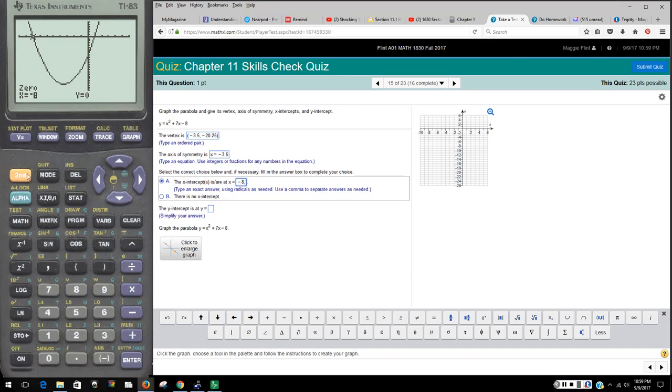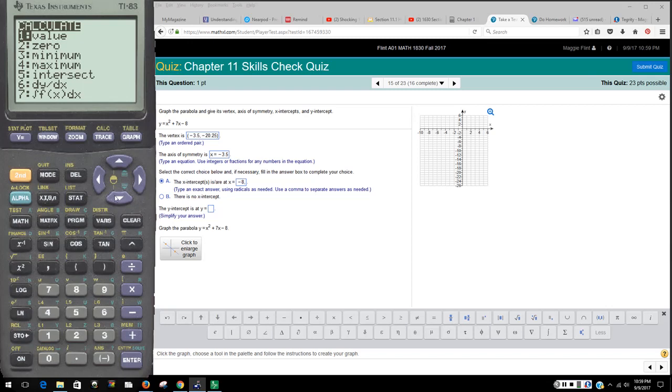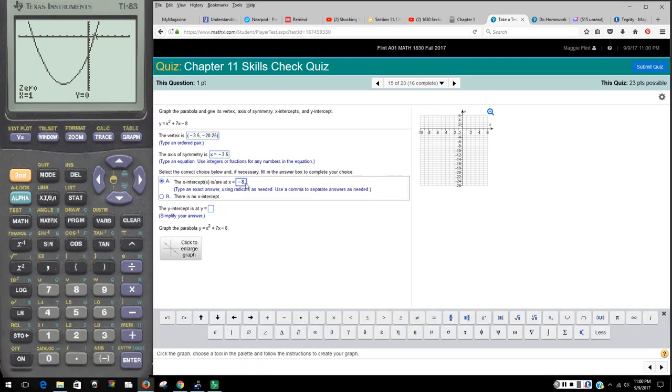And then we need to find the second one, so we're going to go back second, calculate, and go to 0. Move the cursor over close to, but to the left of, the second intercept. Then move it over a little more so that we're to the right of the second intercept. And let it guess. And it says the second one is at x equals 1.